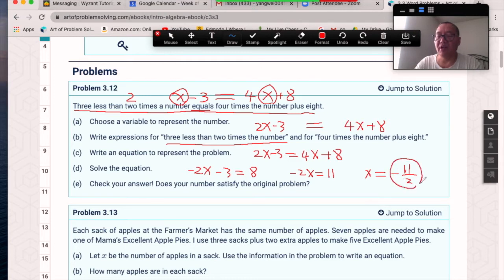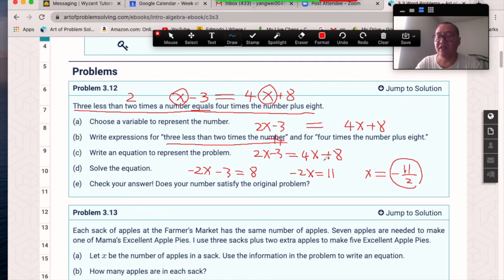Okay, this will be the solution, right? Now you need to check your answer. Before you check, you don't know exactly if you did it right. That means you need to plug this number into your original equation. Check if this number can make both sides of the equation equal. So now let's plug this one into the left side of this equation. We got negative 11 minus 3. That will be negative 14, right?